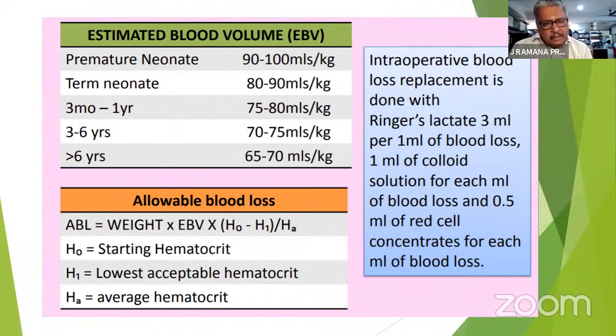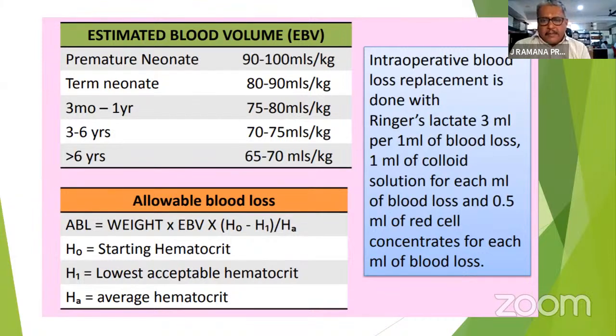MABL is equal to the weight of the child times the estimated blood volume times the starting hematocrit H0 minus the lowest acceptable hematocrit H1, divided by the average hematocrit. MABL equals weight of the child times estimated blood volume times initial hematocrit minus lowest acceptable hematocrit, divided by average hematocrit.